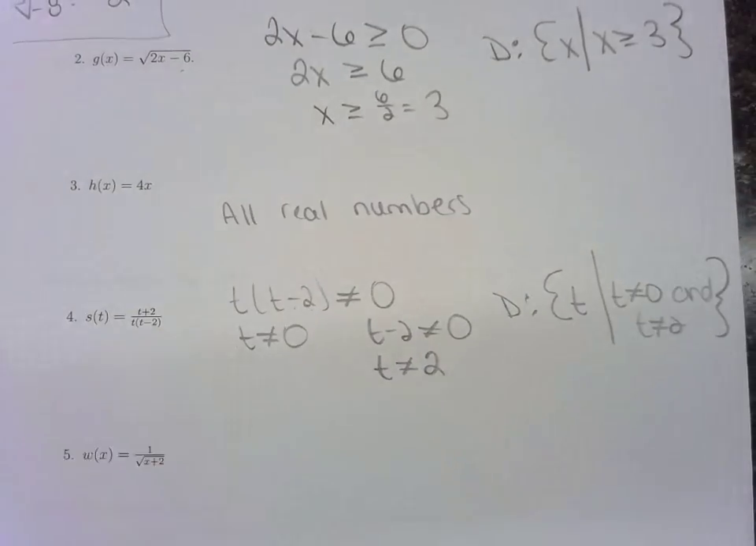If you were going to choose your inputs, you could choose 1, you could choose 3, you could choose 0.5. You just wouldn't choose 0 and 2.